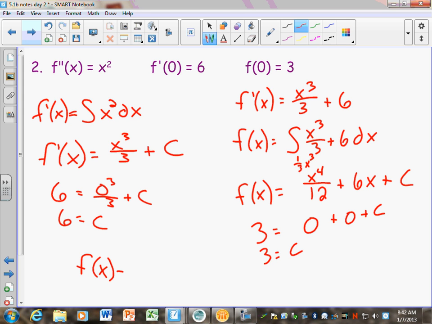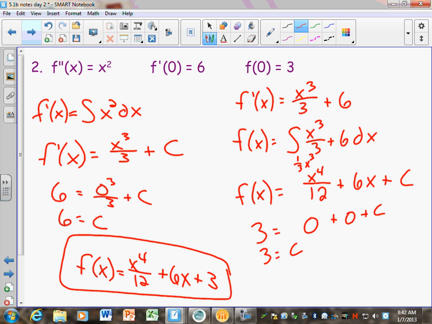So I can say, if I know the second derivative is x squared, and the first derivative at 0 is 6, and the original function at 0 is 3, I know that the original function is x to the 4th over 12 plus 6x plus 3. And again, if you wanted to, you could check that and make sure that it works. Don't forget the c. If you forget the c, you're going to give the wrong answer. Questions about that?